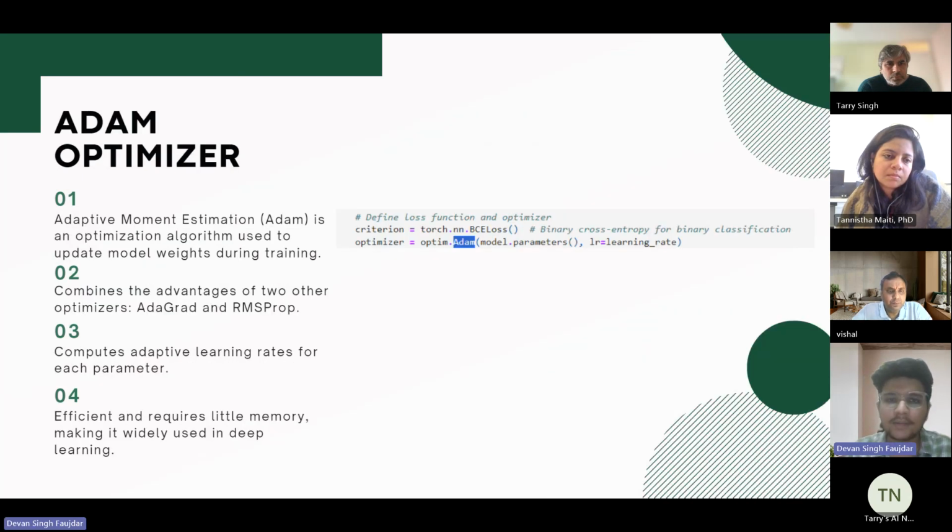And for optimizing our model further, we used an Adam optimizer, which is an algorithm that is used to update model weights during our training. It is basically a very efficient technique because it utilizes a very small amount of memory. At the same time, it improves our model significantly.